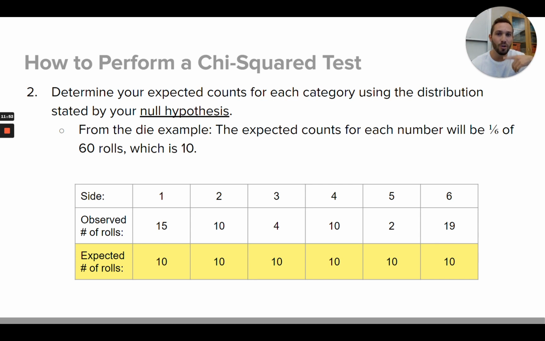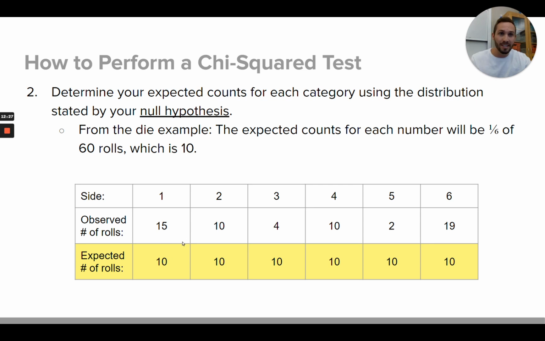So for this dice, if your null hypothesis was that each number would be rolled 1/6 of the time, well then if you rolled the dice 60 times, you need to now go ahead and write down, okay, according to your null hypothesis, what were you expecting to get? If your null hypothesis was true, and if your data perfectly matched your null hypothesis, then if you did roll the dice 60 times, it should be 10, 10, 10, 10, 10, and 10, right? That's consistent with our null hypothesis. And so those are your expected outcomes. That's what you were expecting to happen.